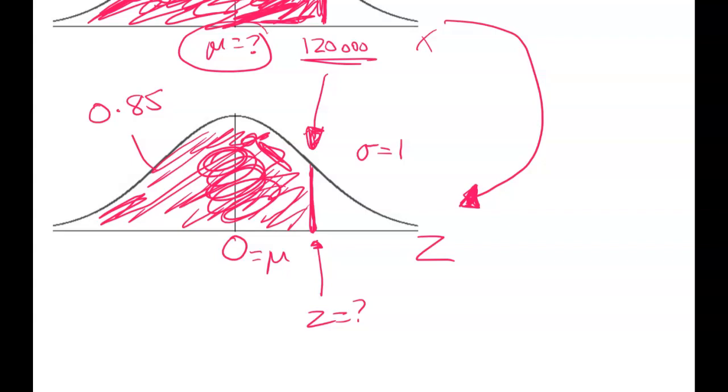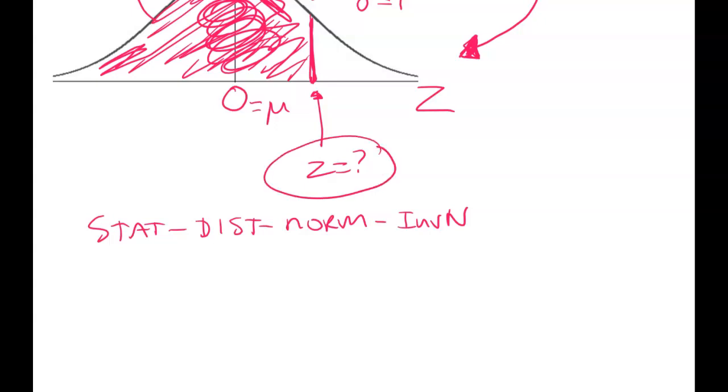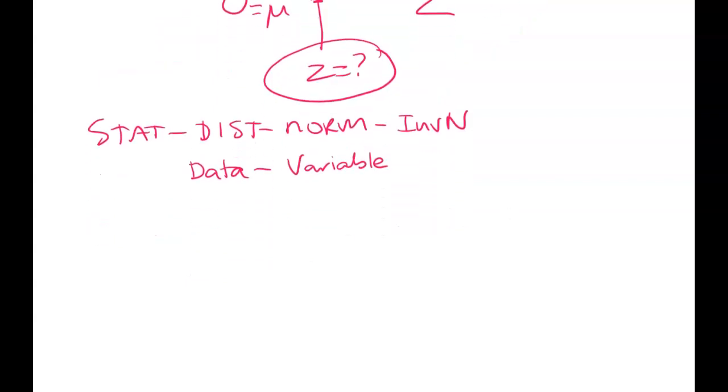The way that I do this on my graphics calculator is that I go stat, and then dist, and then norm for the normal distribution. Now I want to use the inverse normal because I've got a probability and I'm looking for a value of a thing. So we're going to make sure that when it says data, our data is being entered in variable form. That should be pretty obvious by now. Then for the area, I'm going to say 0.85. For the tail, I'm going to say left. And then I'm going to have mu of 0 and sigma of 1.